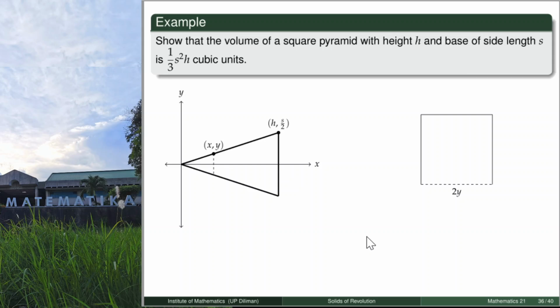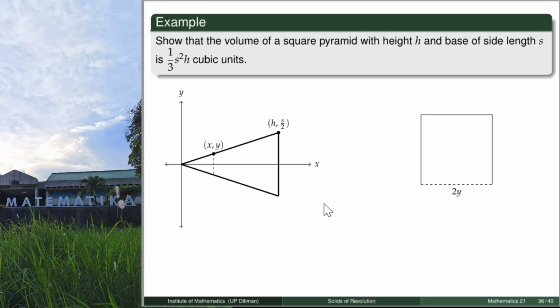So first, to get the slope, we need 2 points on the line, but we already have (0, 0) and (h, s/2). So the slope will just be s over 2h. Next, using the point (0, 0), we know that the y-intercept is 0, so using y equals mx plus b with slope s over 2h, then the equation of the line is just y equals s over 2h times x.